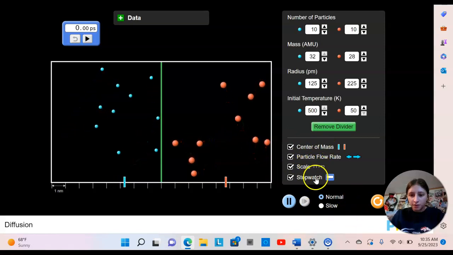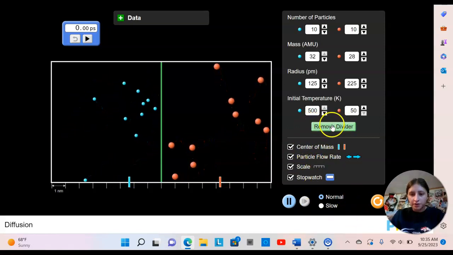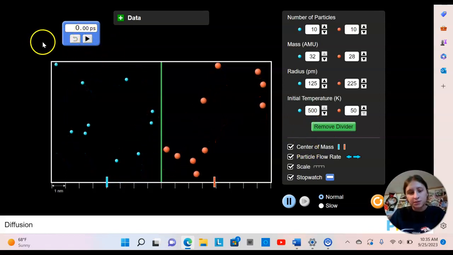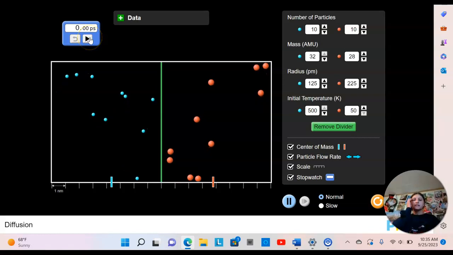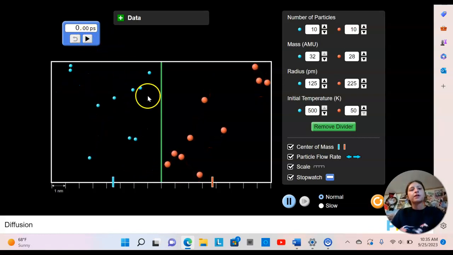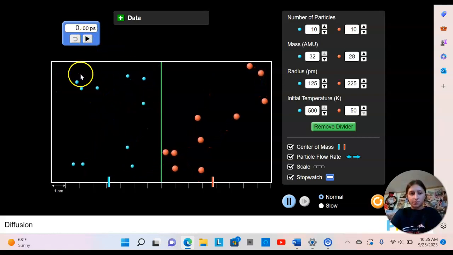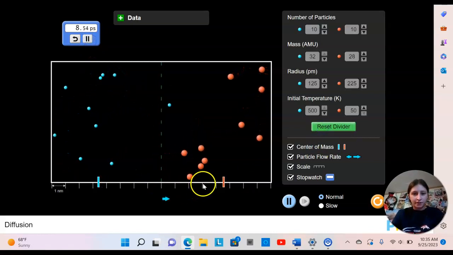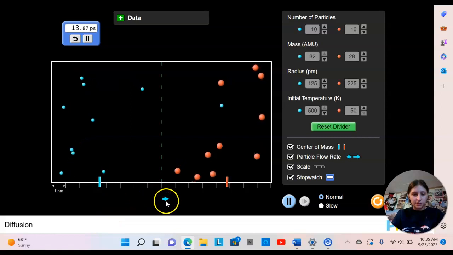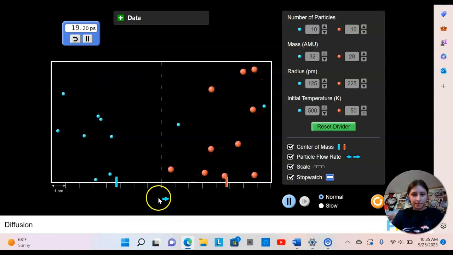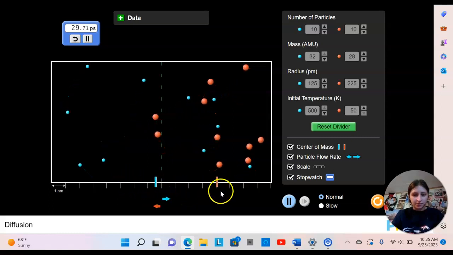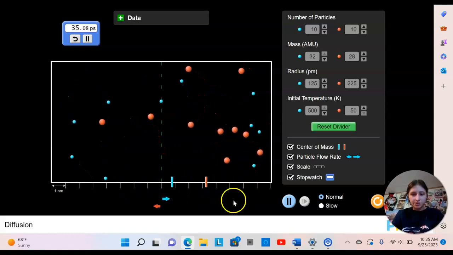Alrighty, so now to start all of it, you're going to remove your divider, but first you're going to start the timer. I want it to be in intervals of 1. So you're going to test it for 1 minute, and after 1 minute, you're going to make a recording of what happened with your particles. If I started my timer and removed the divider, we start to see this is moving this way, right? The particle flow rate and the center of mass is moving, whereas the red is pretty much staying the same.